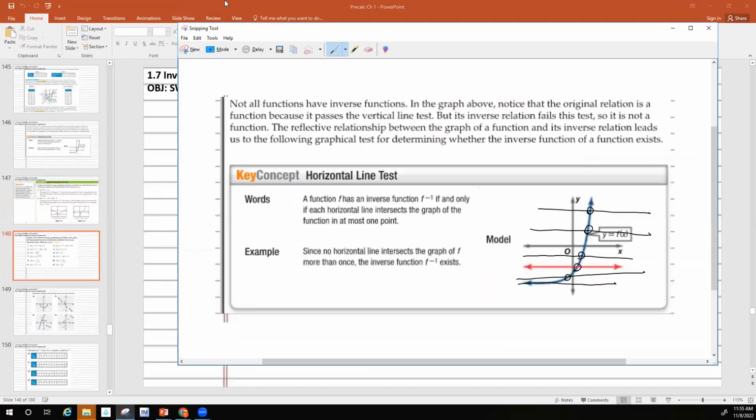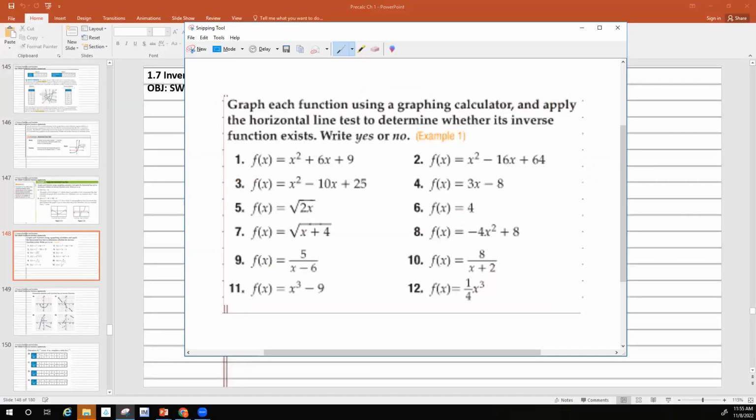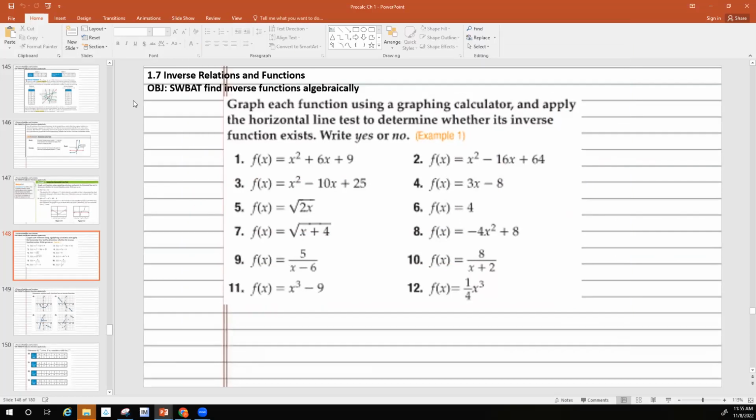This is on the notes. I couldn't put the graphs, I'm sorry. Let's put yes, yes, no, yes, no, yes, yes. And feel free to try any of those out if you'd like.